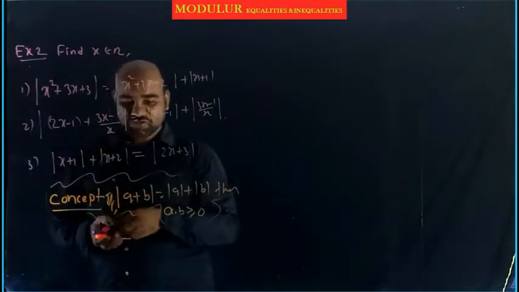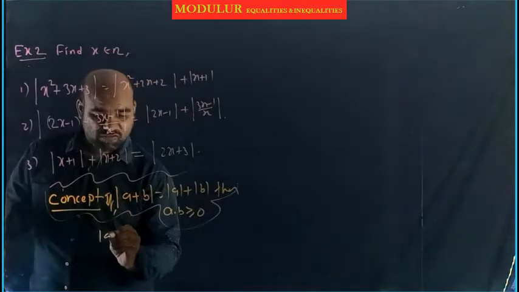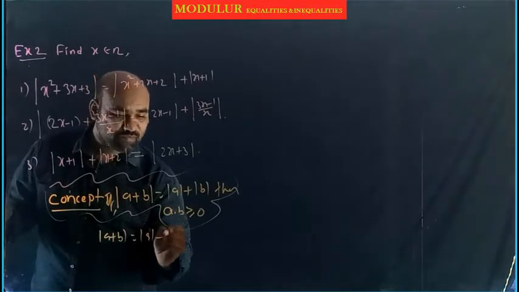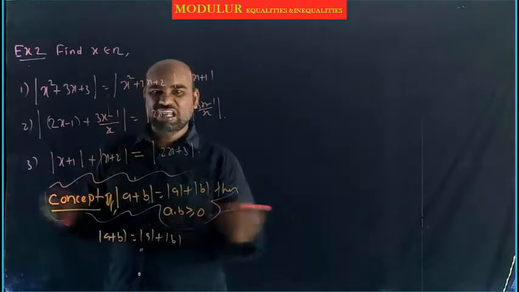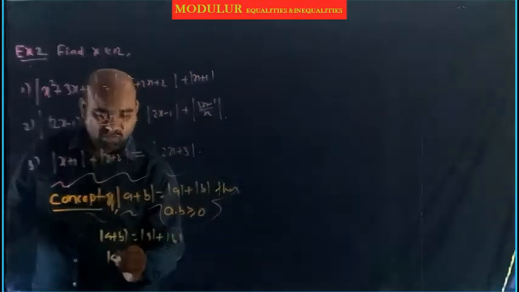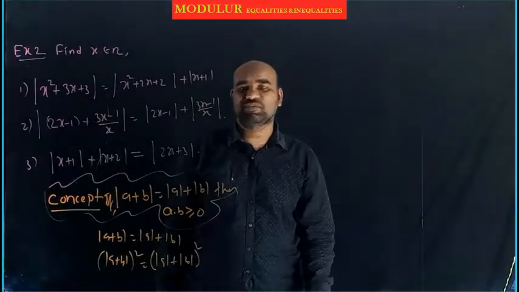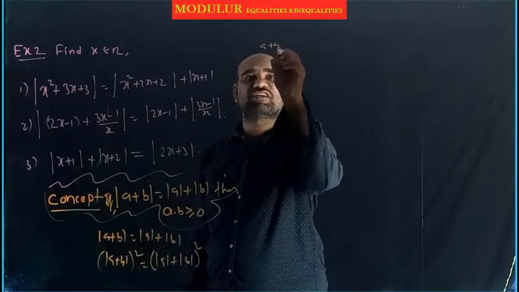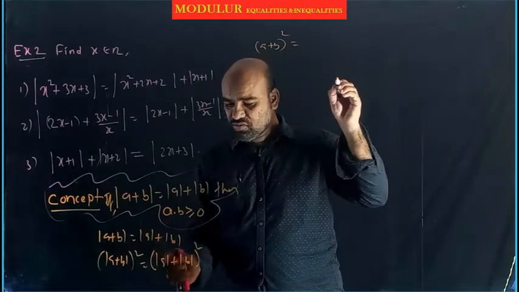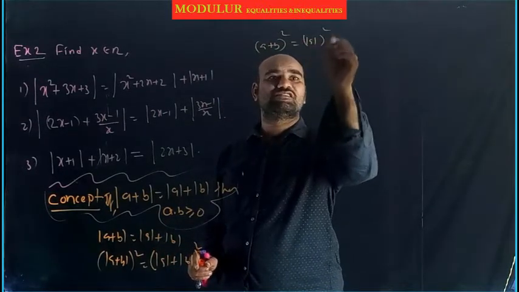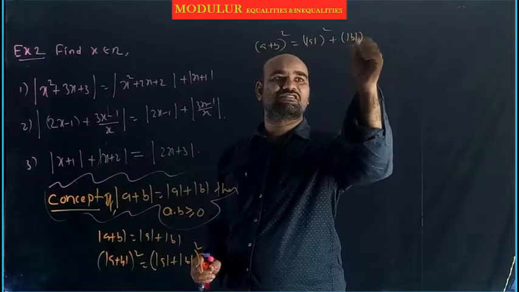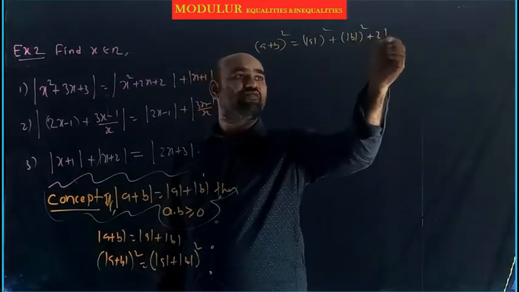So what is given here? Mod of a plus b is equal to mod a plus mod b. It's an equality, so squaring both sides. Mod a plus b whole square equals mod a plus mod b whole square. Mod a plus b whole square means a plus b whole square only. Mod x whole square or x square, both are the same. So I can say this is a plus b whole square equal to mod a whole square plus mod b whole square plus 2 mod a into mod b.